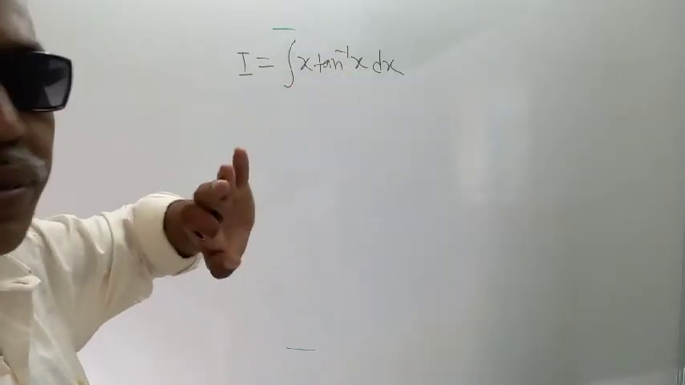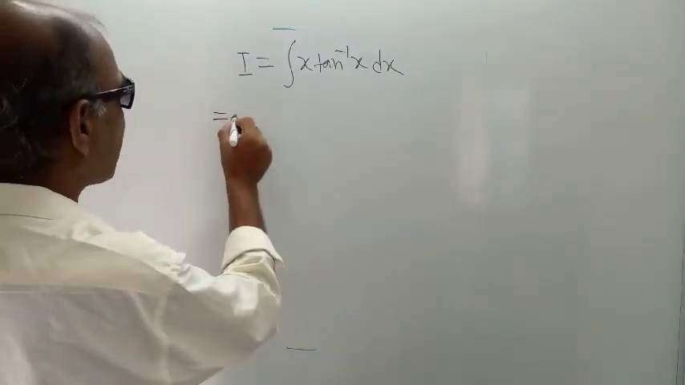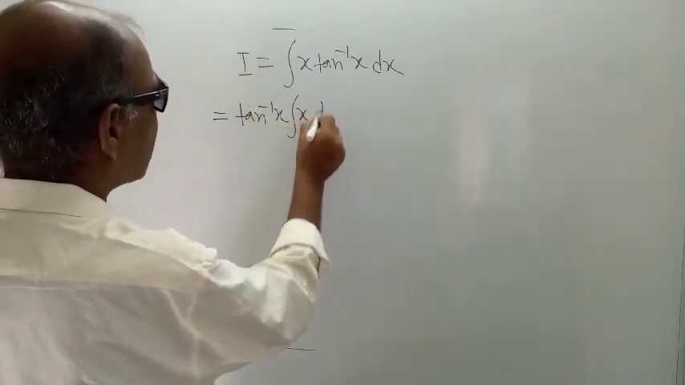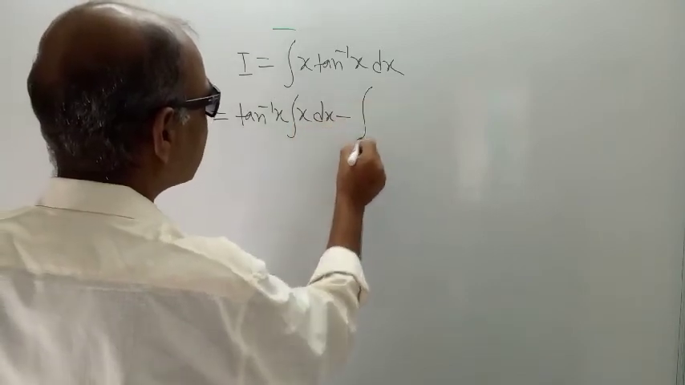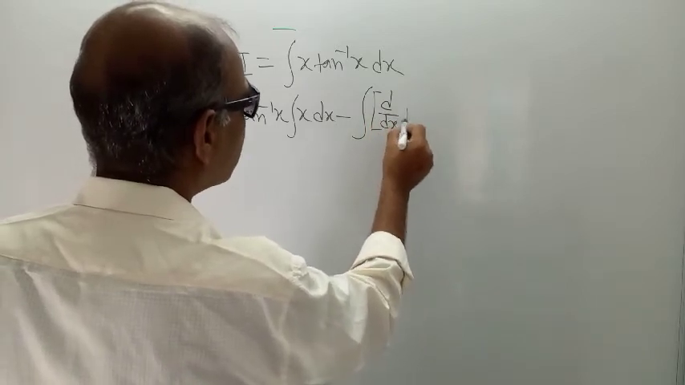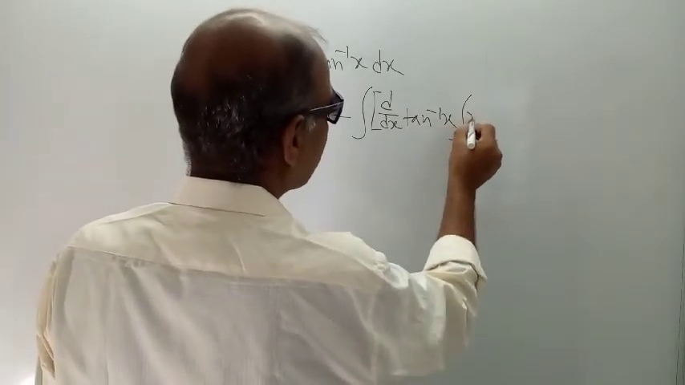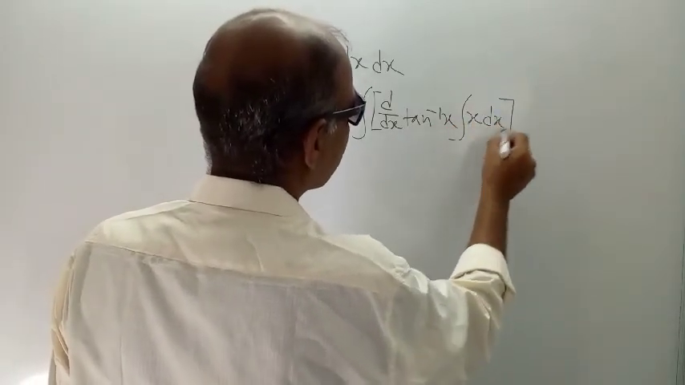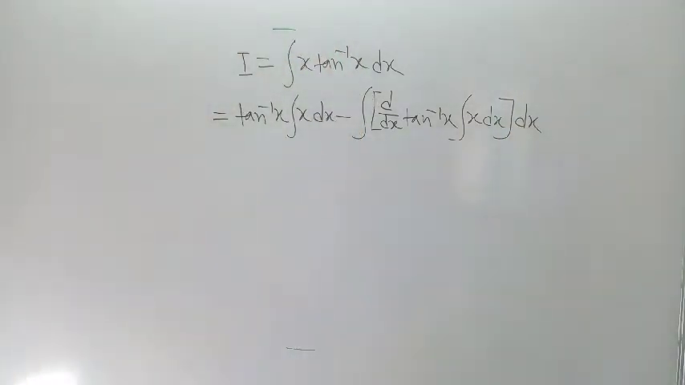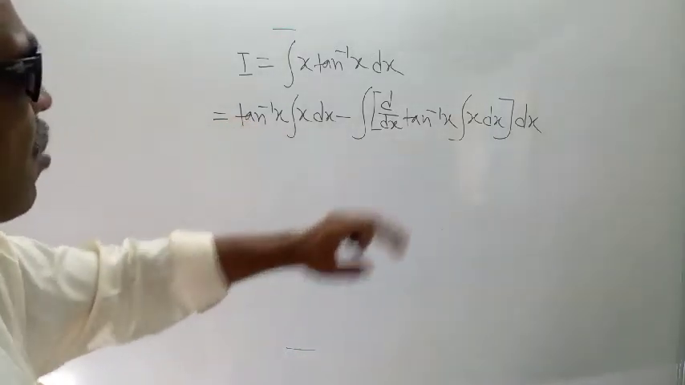as the second function. So by doing this we are writing in the next line: tan inverse x times the integral of x dx, minus the integral of d/dx of tan inverse x times the integral of x dx, again dx. Let me check. Yeah, everything is visible. So this is the second line. We have used the formula.